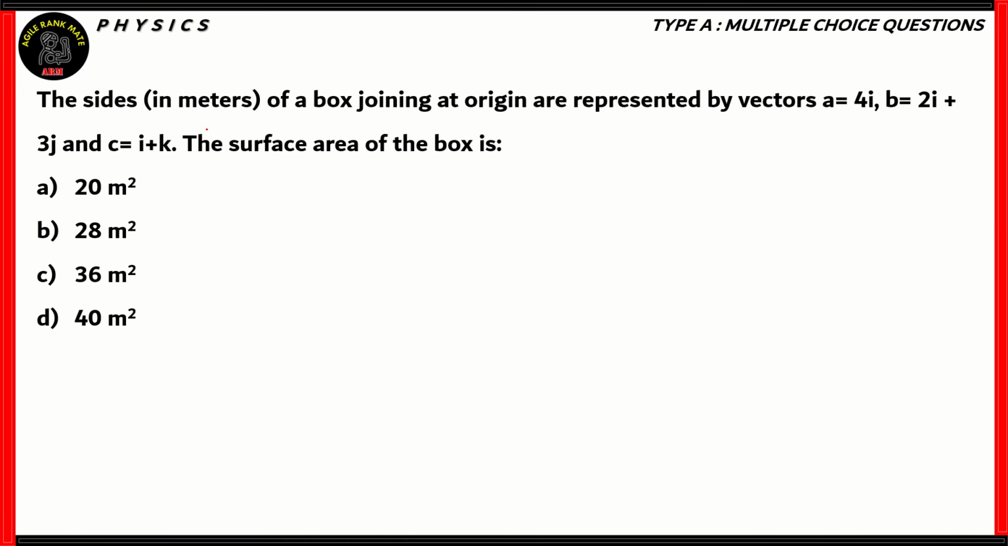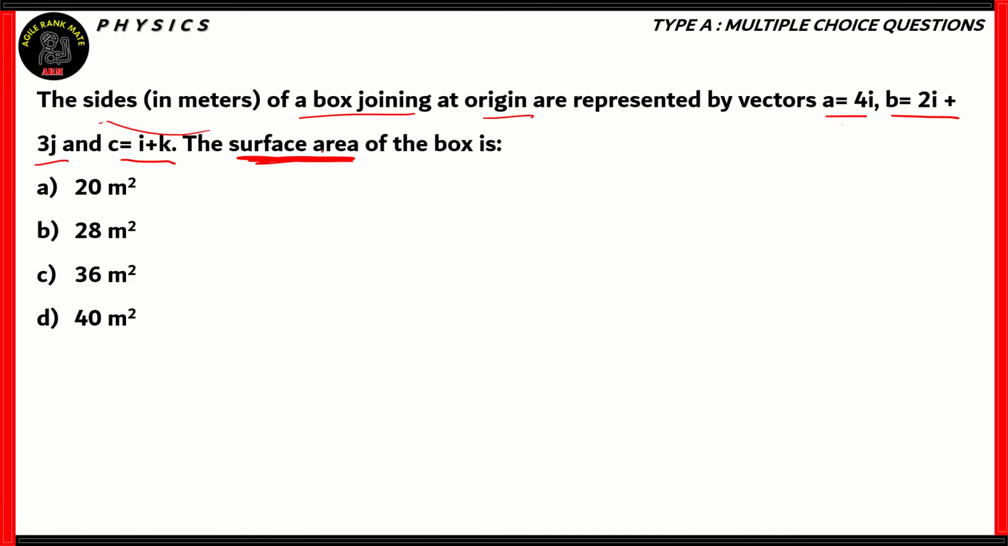Now let's look at another question. This one is related with vectors. The sides in meters of a box joining at the origin are represented by 3 vectors. Vector A is 4i, vector B is 2i plus 3j, and vector C is i plus k. We need to find the surface area of the box.